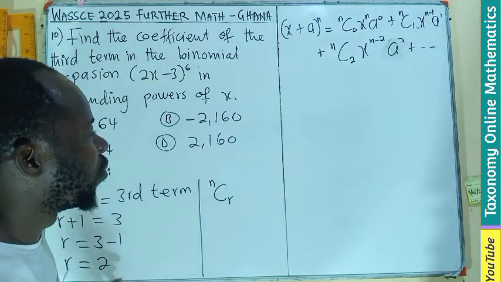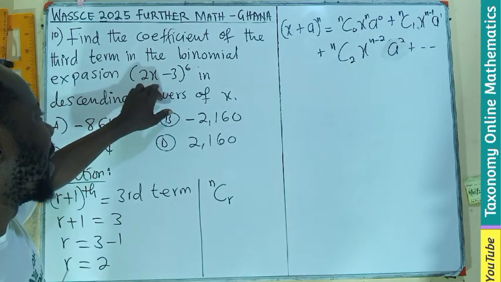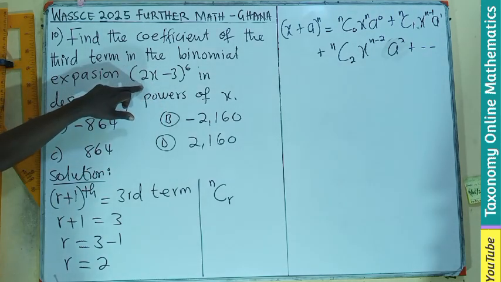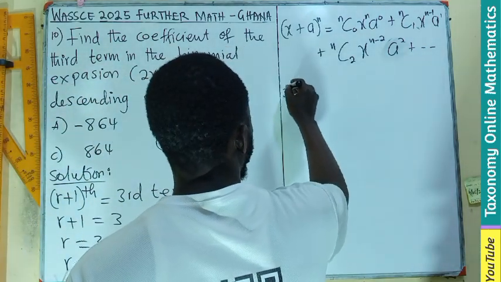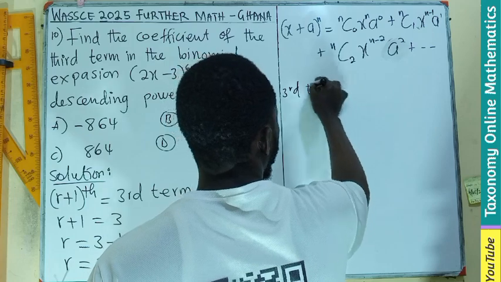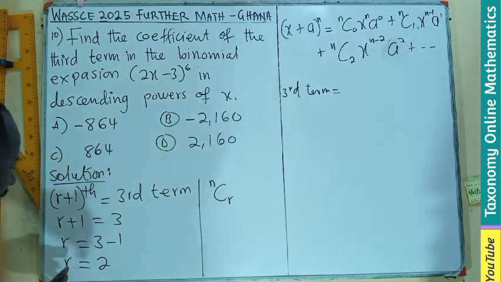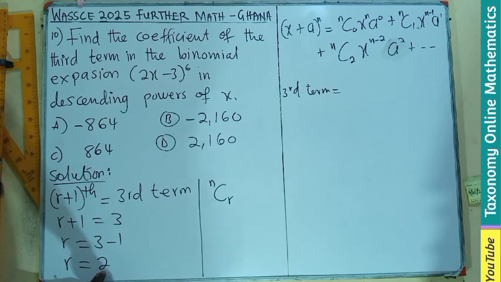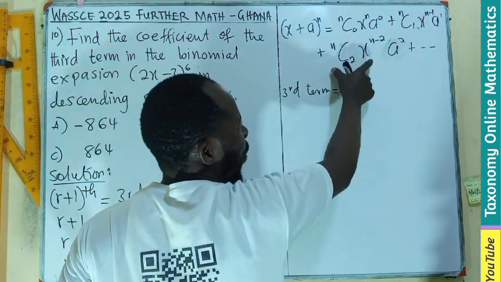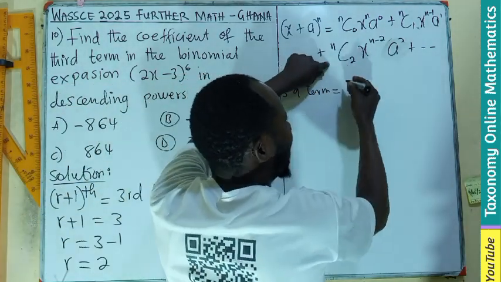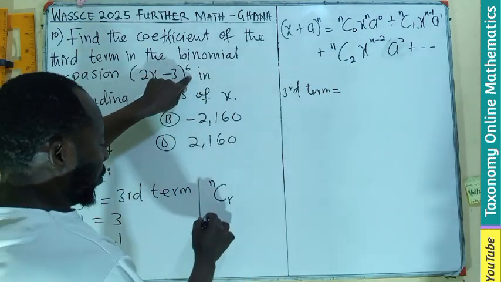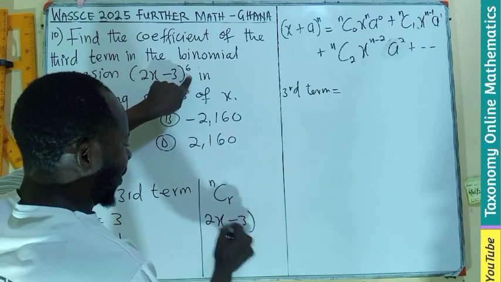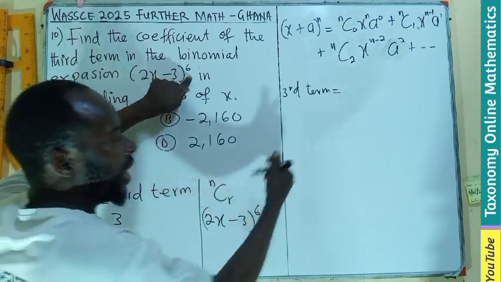So if I'm going to expand this for the third term that I am looking for, I just go ahead and expand. The third term is going to be picking this one being 2. It means I am putting 2 here directly. The n comes from (2x minus 3) power 6. So this is the 6.